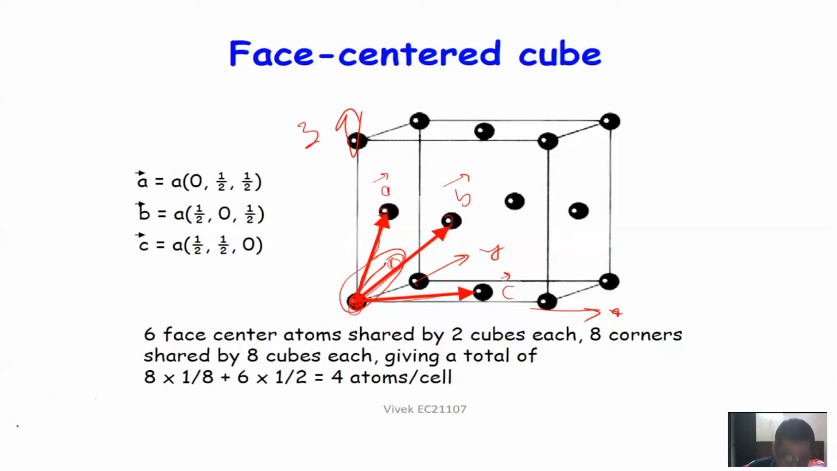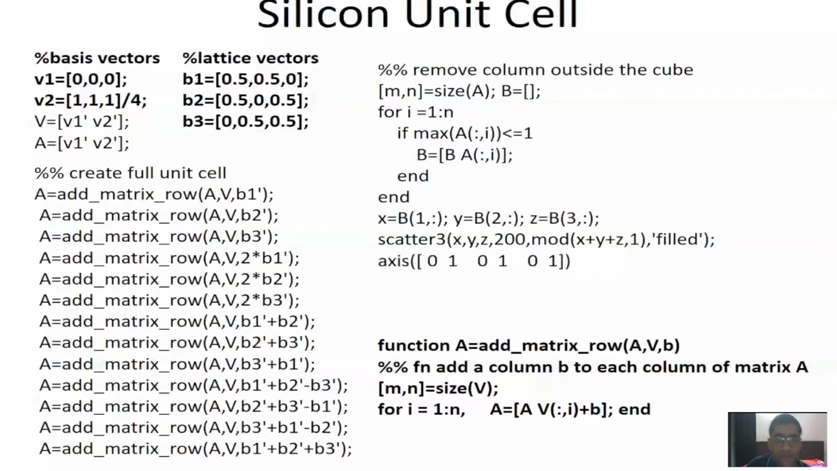I made a simple program for this one. Let me show you. This is a simple MATLAB program. I will share this slide with you. Here I have defined the basis vector, right? The basis is 1 atom at the corner and 1 atom at 1 by 4 distance along the diagonal. So x is 1 by 4, y is 1 by 4, z is 1 by 4. So these 2 are the basis vectors.